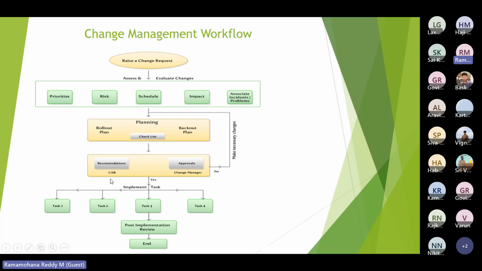As soon as the CAB and change manager approve this, we take this from the CAB's approval stage to the implementation phase. At the implementation phase, if we have multiple tasks or activities involved, multiple teams and multiple technicians, you can create multiple tasks and assign them to the respective group or technicians to work on and implement this change. Once all the activities have been performed, you can take that for a review.